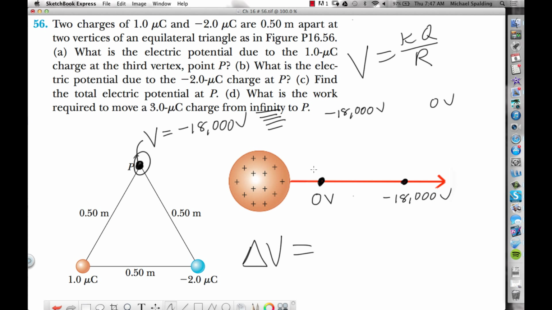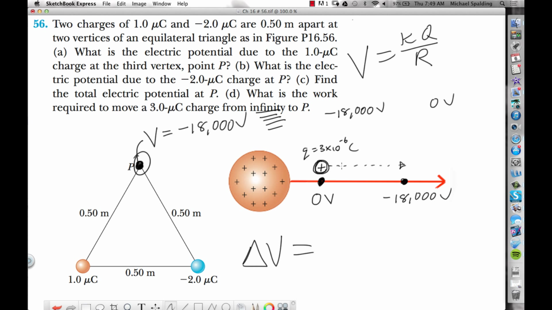18,000. Okay, so they're telling us, what is the work required to move a 3 microcoulomb charge from infinity? So this is kind of weird. Infinity is closer to the charge, the point charge, than point P. But anyway, here's infinity. This guy right here is 3 times 10 to the negative 6 coulombs. You put this charge there at infinity, and then let him go, and what's going to happen? He's going to go like that.